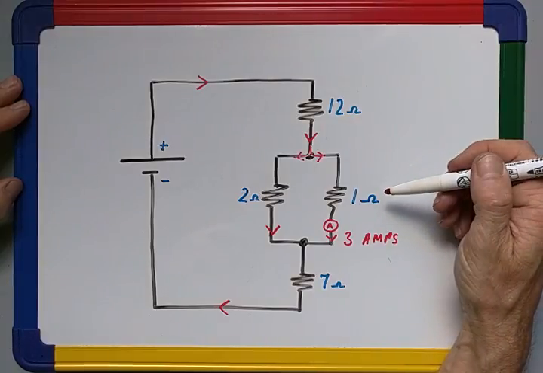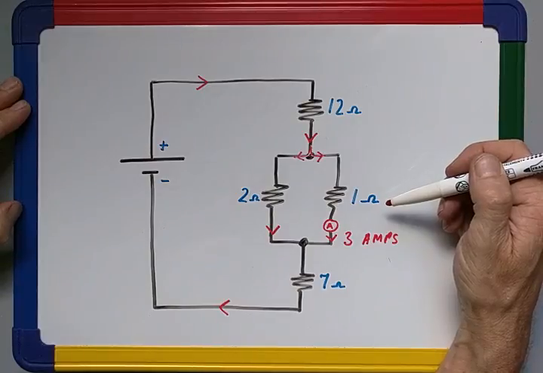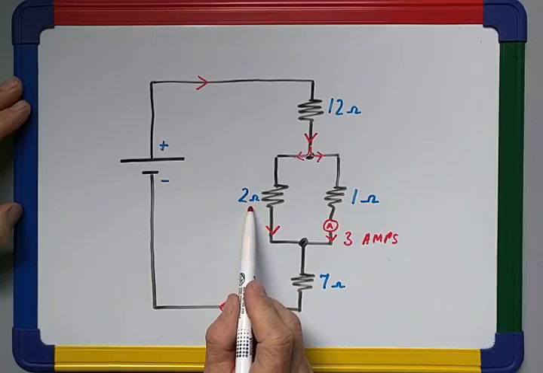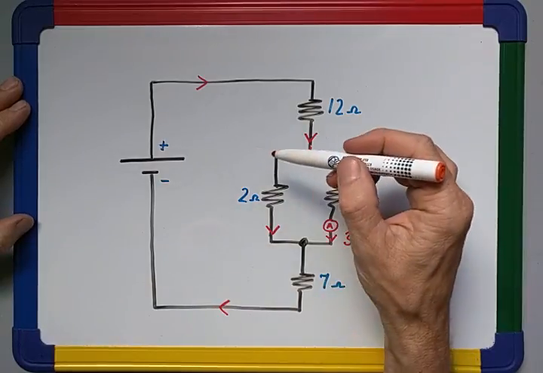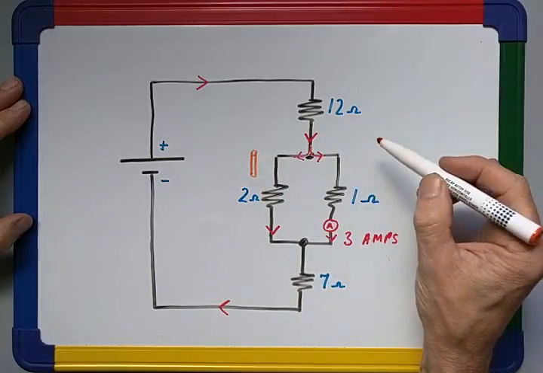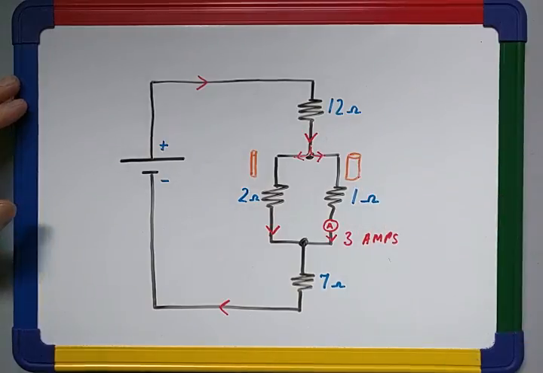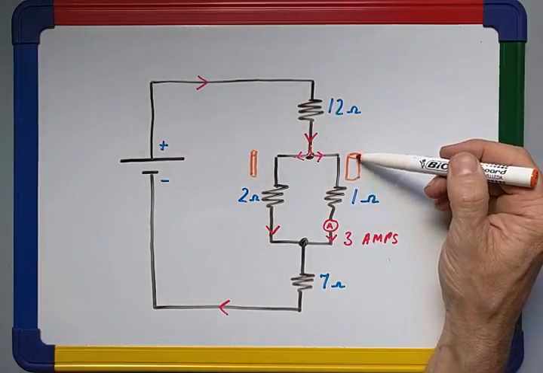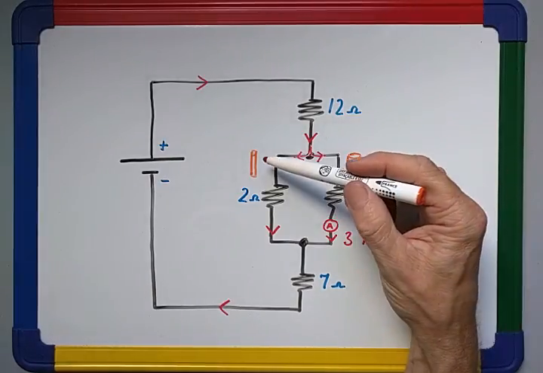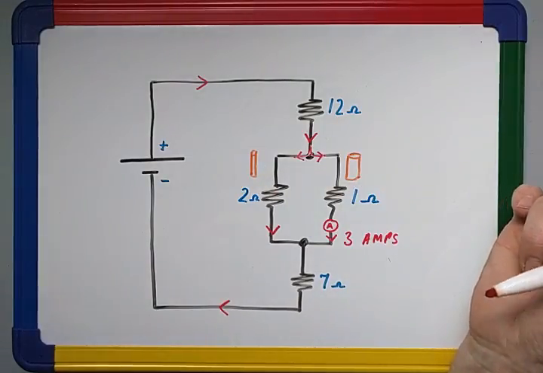Remember, we said that a thick pipe, it would be easy for the water to flow through, and a thin pipe, it's more difficult. Well, here we've got the high resistance, 2 ohms, that's higher than 1 ohm, so this must be like a thin pipe, and this must be like a thick pipe. Thick pipe, easier for the water to flow through, just 1 ohm of resistance electrically. Thin pipe, harder for the water to flow through, 2 ohms of resistance electrically.